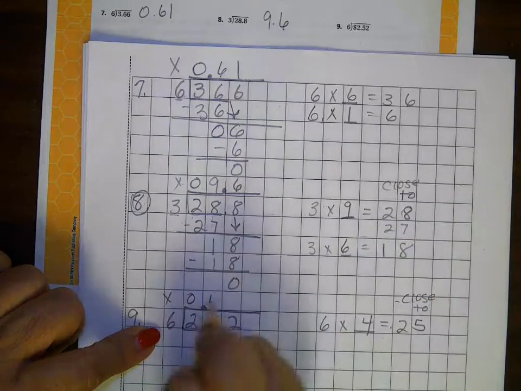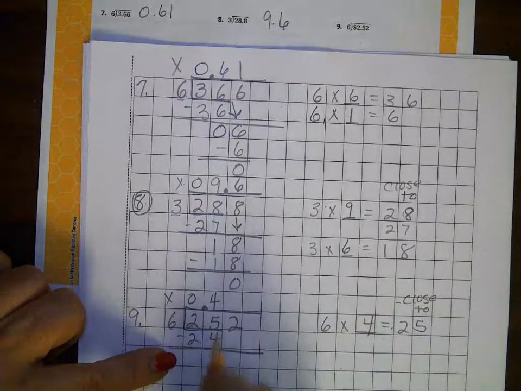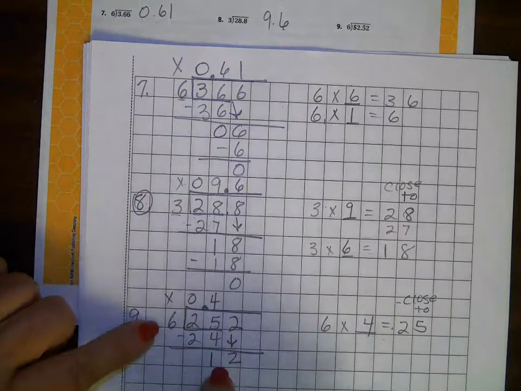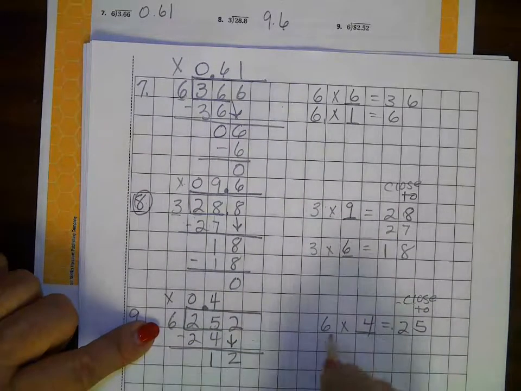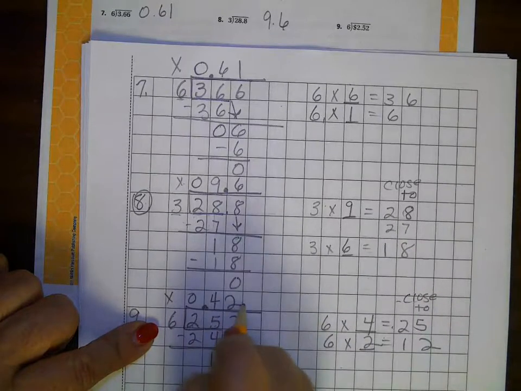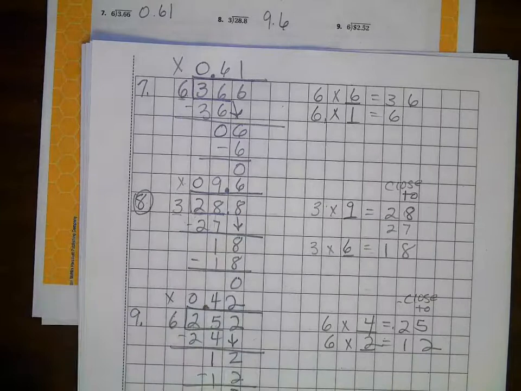You said it was 4, because 6 times 4 is 24. I regroup. I subtracted out, 5 minus 4 equals 1. Bring down my 2. And now 6 goes into 12, or 6 times what equals 12? And it's 2. And the answer is 42 hundredths.